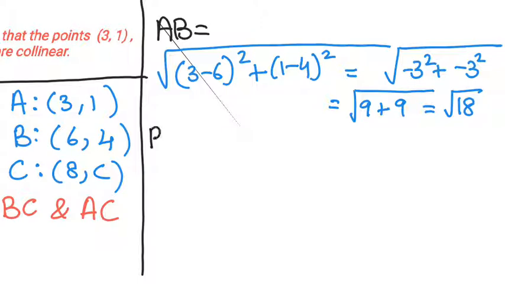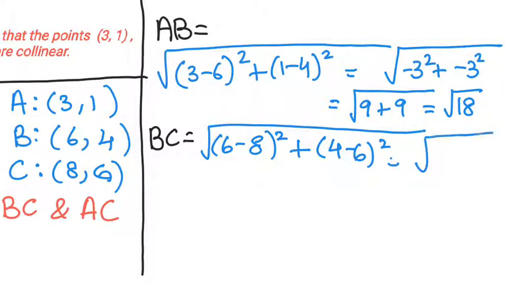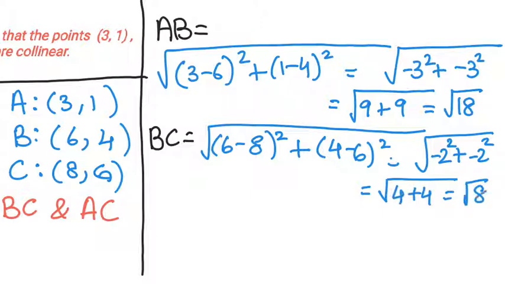Now BC is equal to root of 6 minus 8 the whole square plus 4 minus 6 the whole square, that is equal to root of 6 minus 8 is minus 2 the whole square plus 4 minus 6 is again minus 2 the whole square, that is equal to root of 4 plus 4, equal to root of 8 units between B and C.